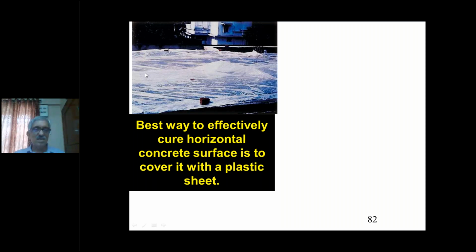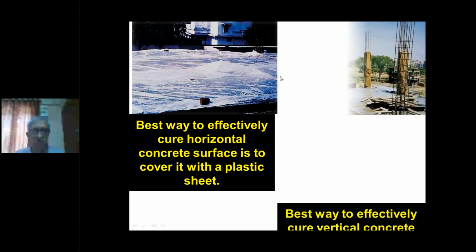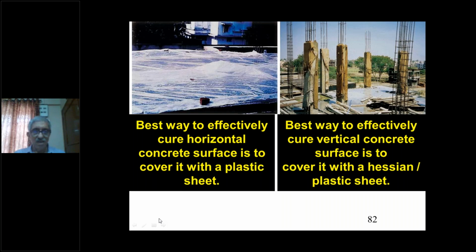Now when plastic shrinkage cracks occur, the most effective solution is to cover the freshly placed concrete immediately with a plastic sheet. Don't worry if the plastic sheet creates a little surface roughness, because ultimately you are going to do waterproofing and plastering or sometimes tiling of the slab. So this is very, very important.